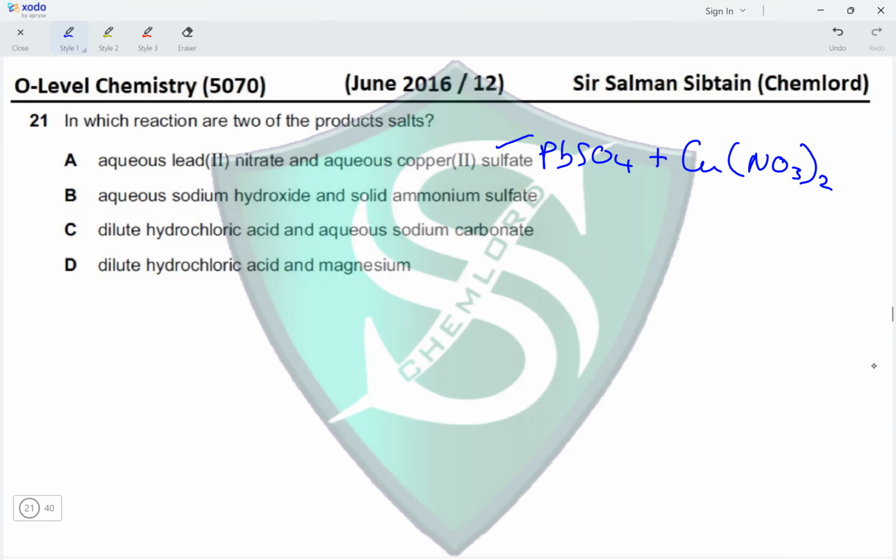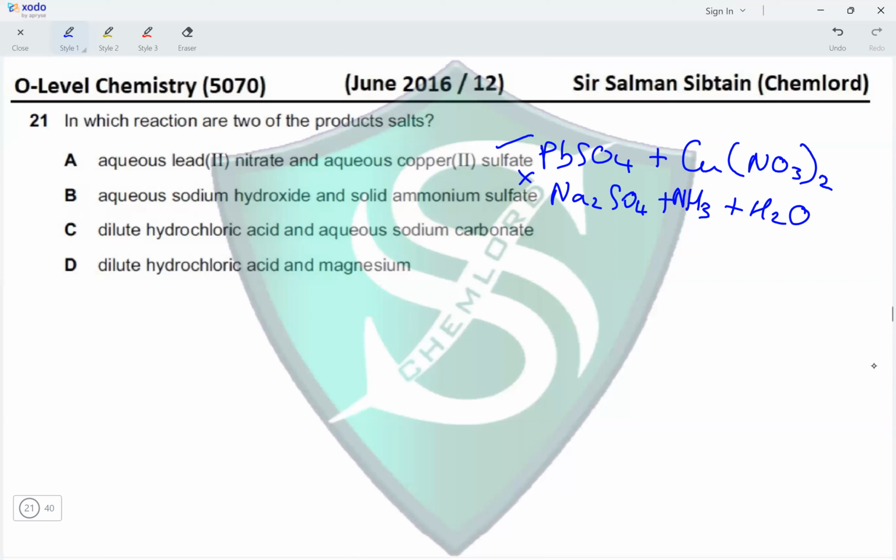Next, aqueous sodium hydroxide and solid ammonium sulfate. So this will form Na2SO4, which is a salt, and it will release ammonia, and it will form water. So out of these three, only sodium sulfate is a salt.